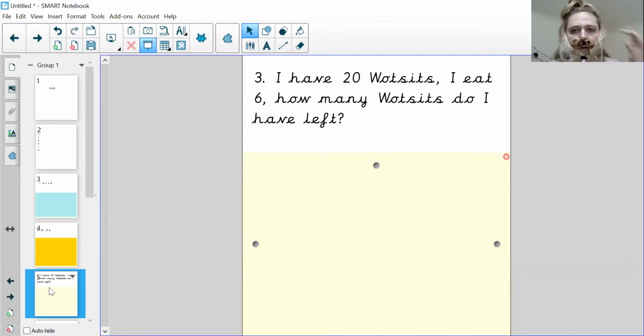Okay, this is a trickier one. I have 20 Wotsits and I eat 6. Now, stroke your beard and think, how many Wotsits do I have left? Now you're going to have to think about what maths you could use to work out this word problem. Let me read it for you one more time. I have 20 Wotsits and I eat 6. How many Wotsits do I have left? Okay, once you've completed that question, let's move on to number 4.